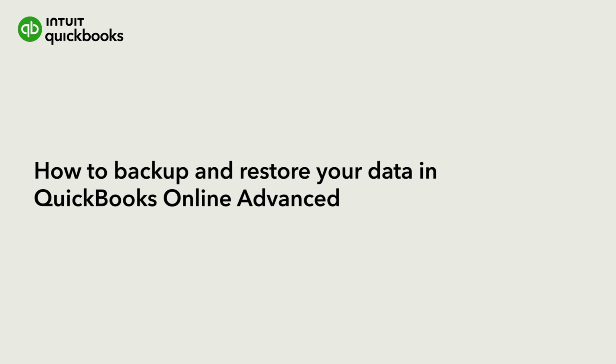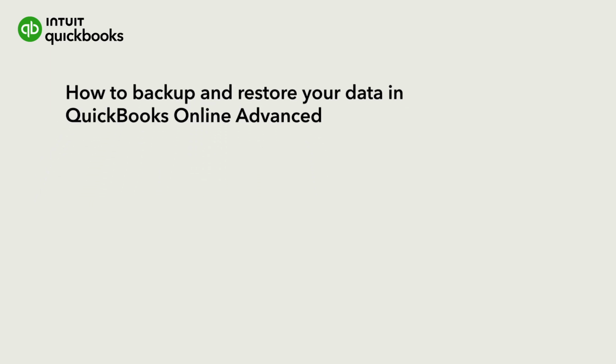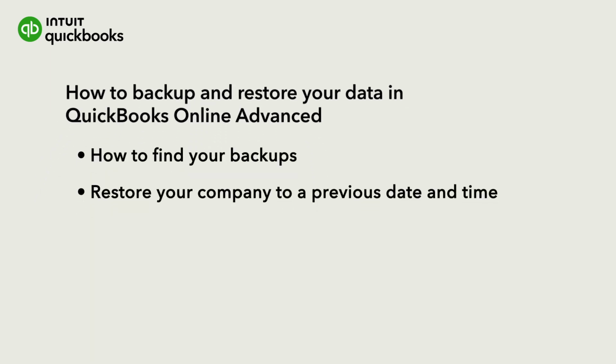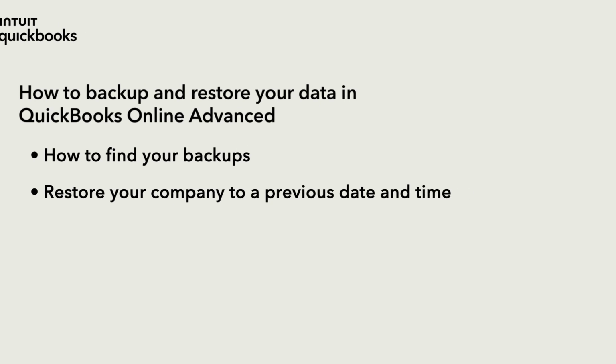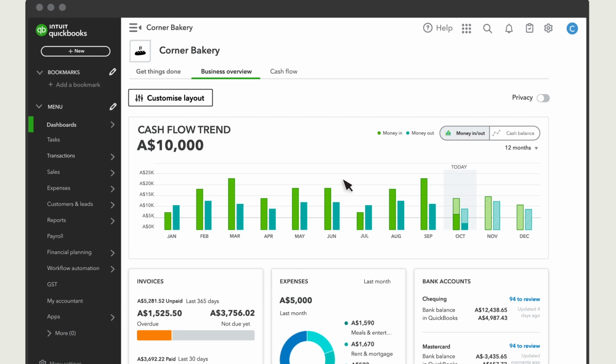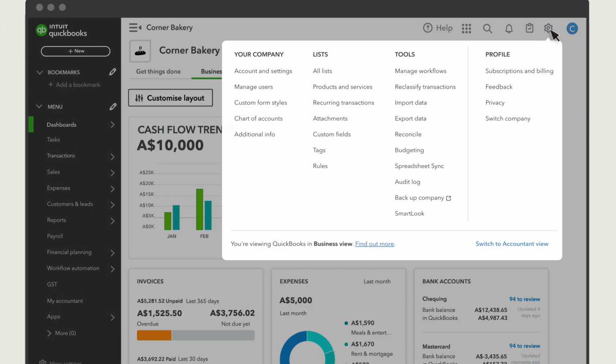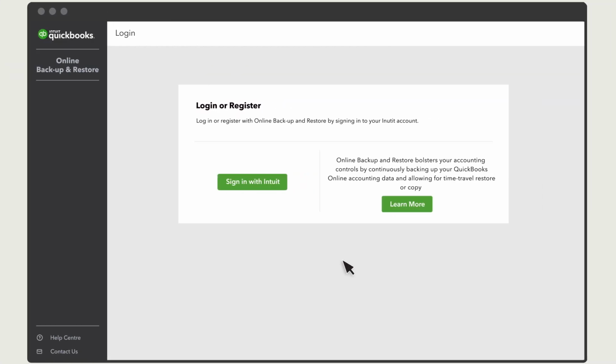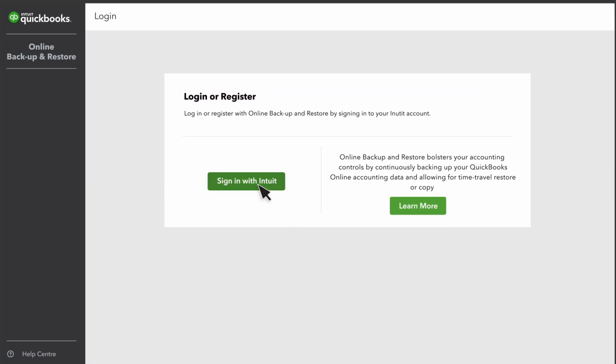With QuickBooks Online Advanced, you can back up your company's info so you can undo changes and fix mistakes. Let's go over how to find your backups and how to restore your company to a previous date and time. To start, go to Settings and select Backup Company. You may need to sign in with your email and password.